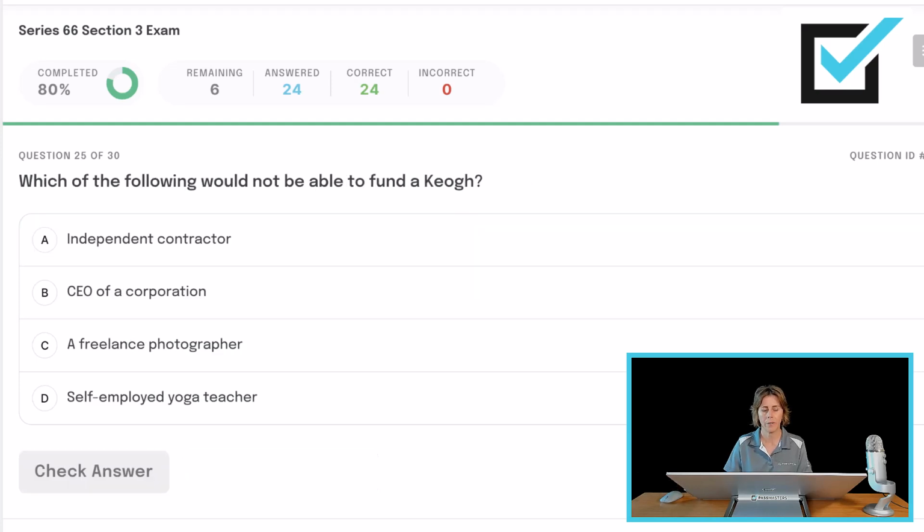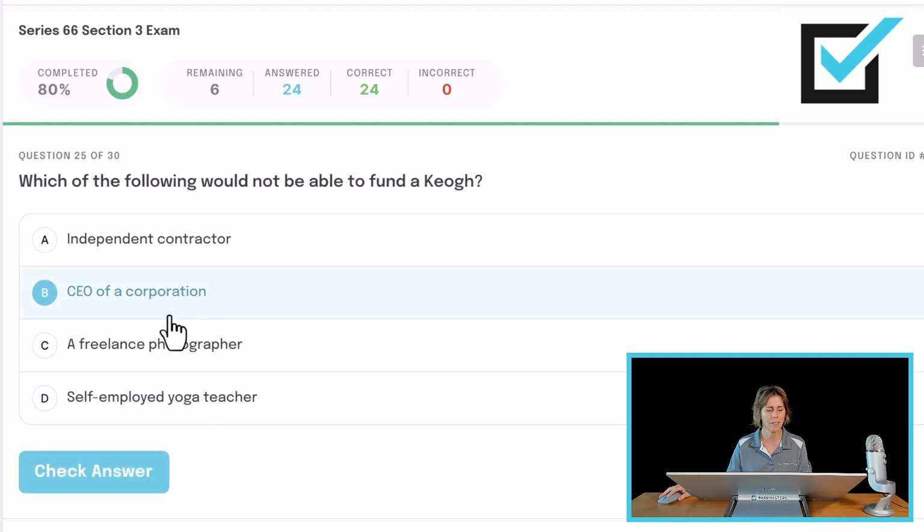Which of the following would not be able to fund a Keogh? Independent contractor, CEO of a corporation, a freelance photographer, or a self-employed yoga teacher? So Keoghs are qualified plans for the self-employed. A CEO of a corporation is not eligible to fund a Keogh.